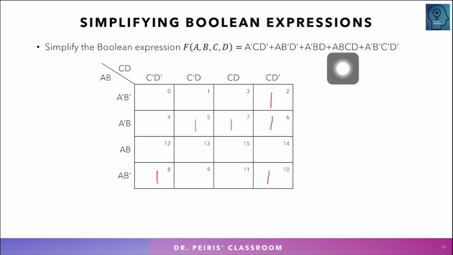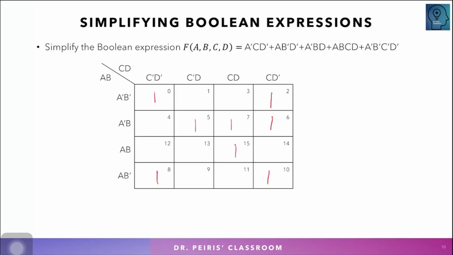Next one, A B C D. Here is A B, here is C D. So A B C D is this square. The last one, A prime B prime C prime D prime. So it should be this one, A prime B prime C prime D prime, right over here. So you mark all the ones now.